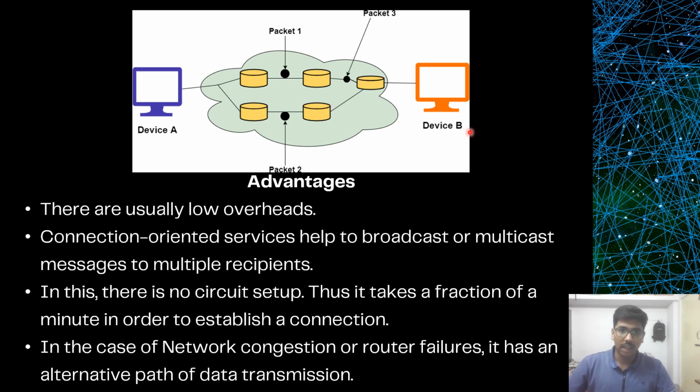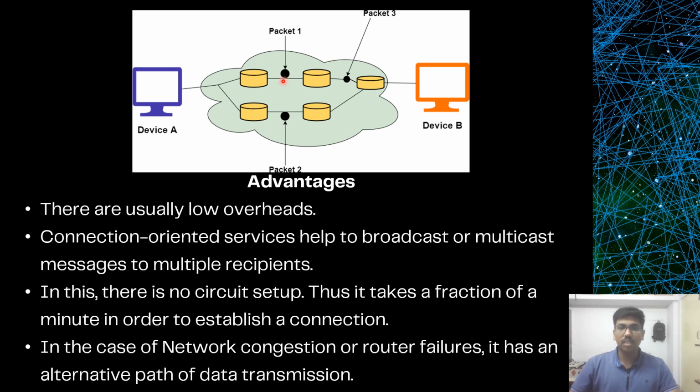Yeah, this is the diagram for connectionless services. You can see that this is device A and device B. As we discussed earlier, the packets that are sent are not the same as the packets that are received. As we can see, packet 1 and packet 2 are lagging behind packet 3, which was sent after packet 1.